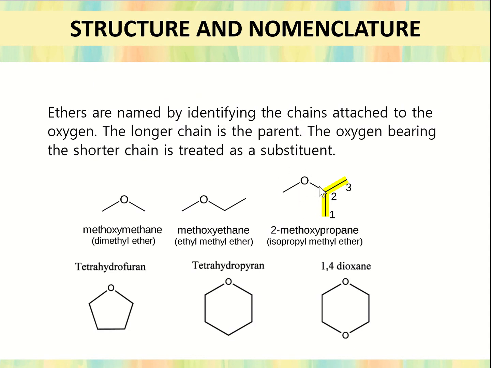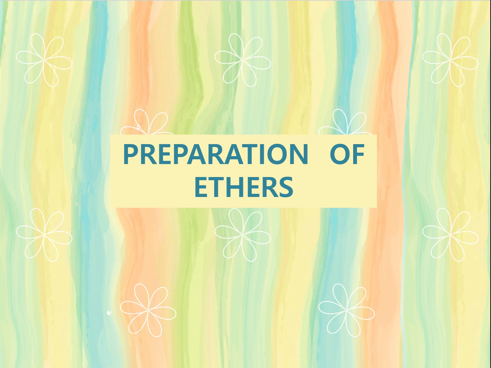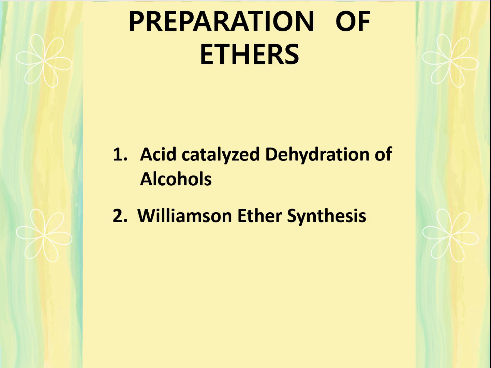So this is now the substituent, which is why it's 2-methoxypropane. And of course, this is the structure of THF, tetrahydrofuran, tetrahydropyran, and 1,4-dioxane. So how are these ethers prepared?